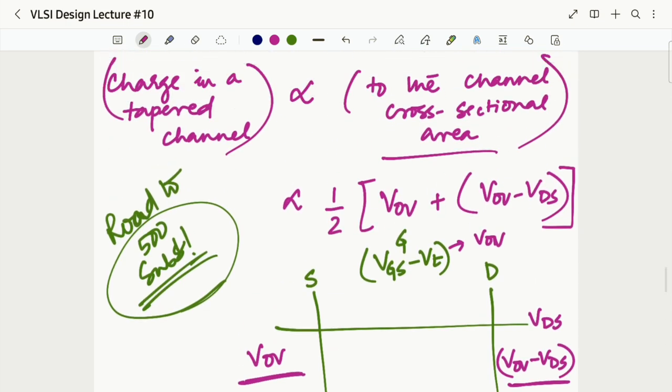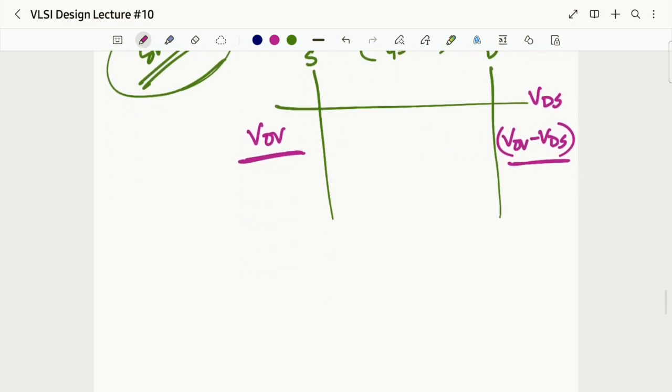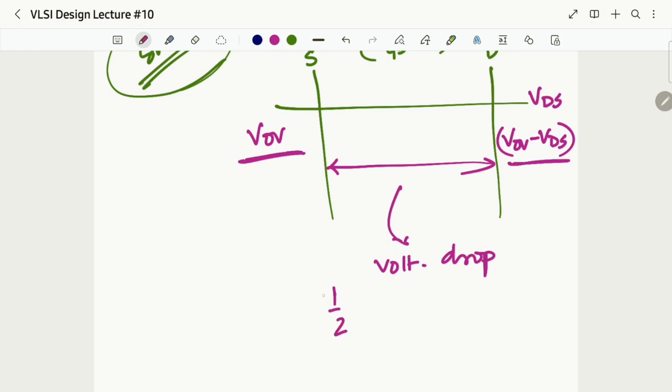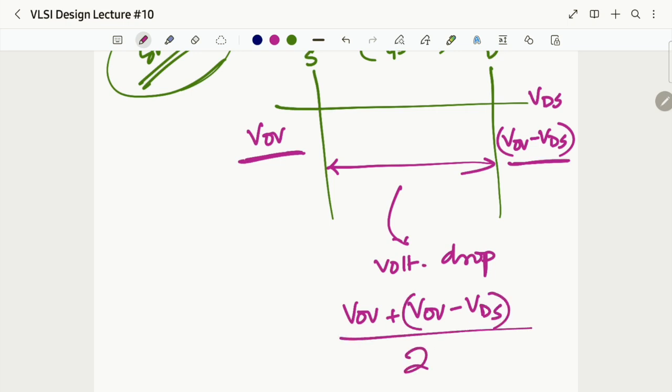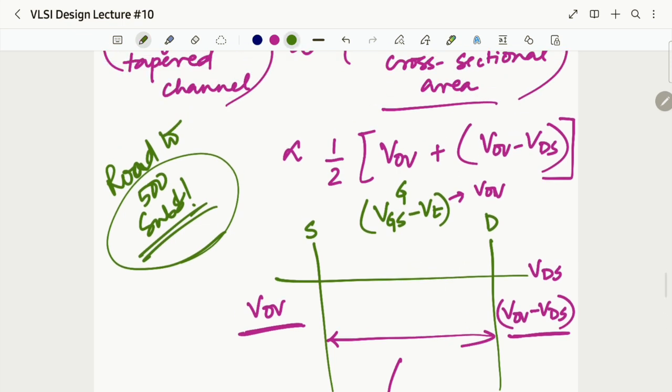So what is the cross sectional area? Average. So what will be the voltage drop here? It will be the average of these two. So from two voltages, basically it is VOV plus VOV minus VDS, two sides, divided by 2. So this is what I have written over here. Okay.